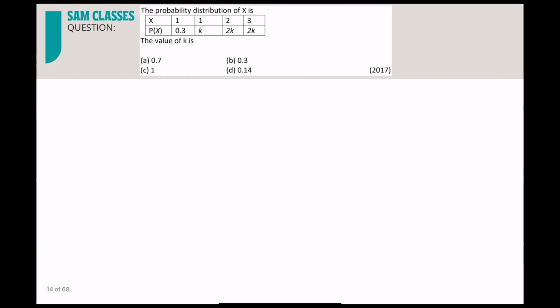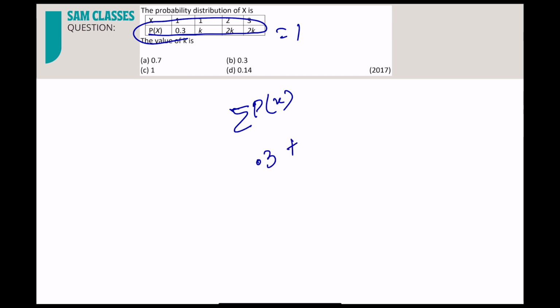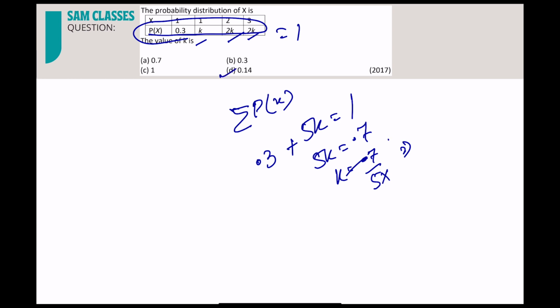Next again, see, directly you can do sigma px, means summation of, if I add all the px terms, it has to give me 1. So what it will be? 0.3 plus how many? 2k plus 1.5k is equal to 1. So 5k is equal to 0.7, k is equal to 0.7 by 5, and that is nothing but 0.14. Correct. What you have done? 0.2, 0.2, so 0.14, okay.